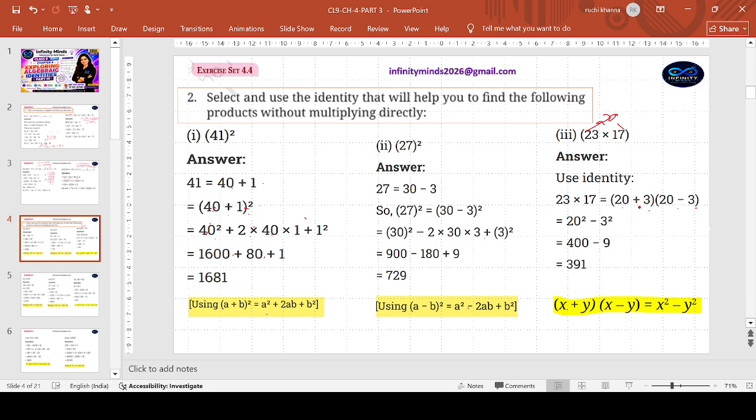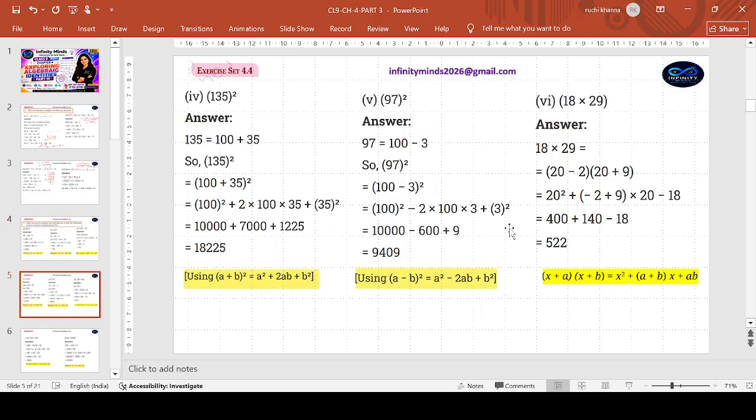So, the same two different numbers are being added and subtracted. It is following this form: x plus y, same two numbers added then subtracted. So, it is the square of the first minus the square of the second. 20 square minus 3 square. Direct identity application. Okay. 400 minus 9, 391. Next.